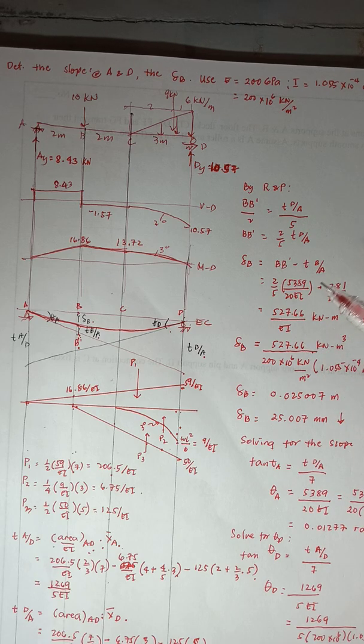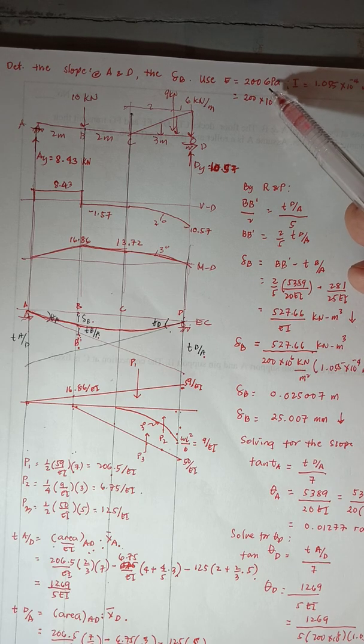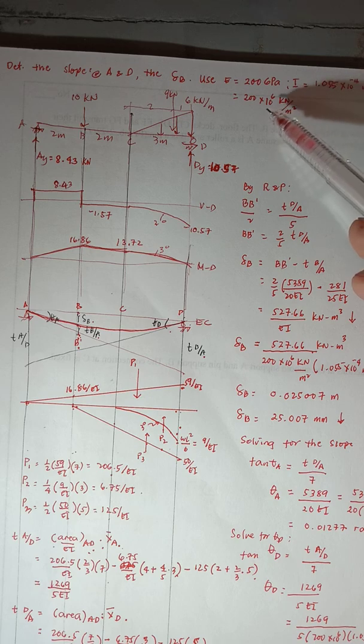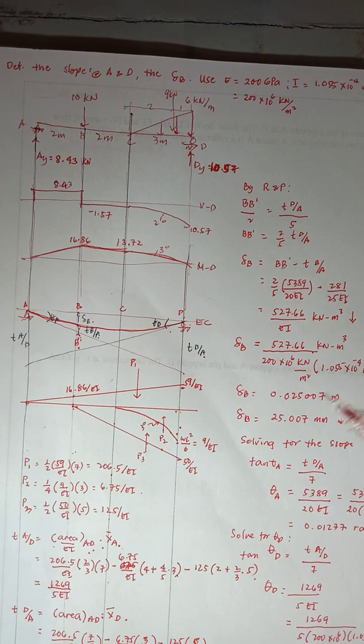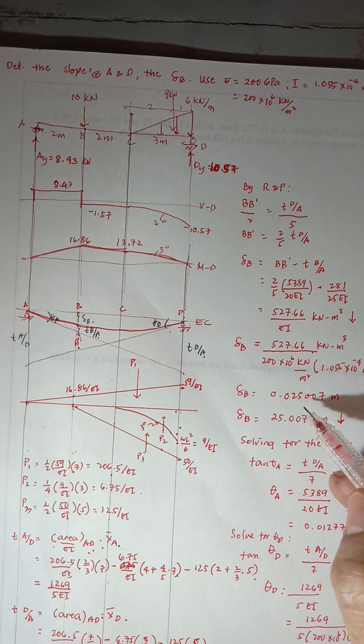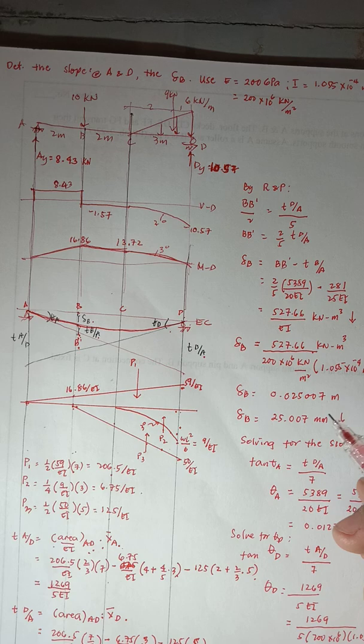Now we are given the values of E and I. So substituting, since E is expressed in 200 gigapascal, converting that to kilonewton per meter squared, that is 200 times 10 to the 6. Okay, and substituting the value of I, so we have 0.025007 meters. Now, deflections are usually expressed in mm so that you can better visualize how big the deflection is, because in meters, 0.025 is harder to imagine than 25 mm.